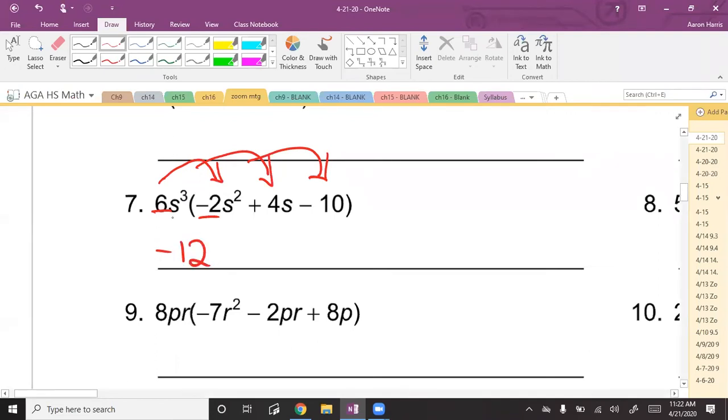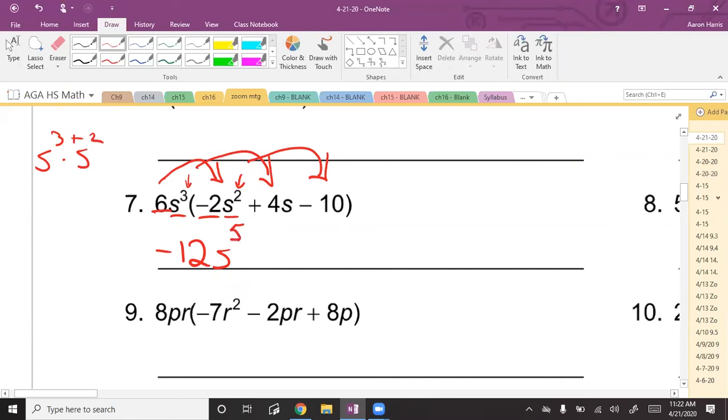What is s cubed times s squared? S cubed means s to the 3rd. Cubed, duh. Okay. And squared. So what do we get? S cubed times s squared. Add the powers. So 5.